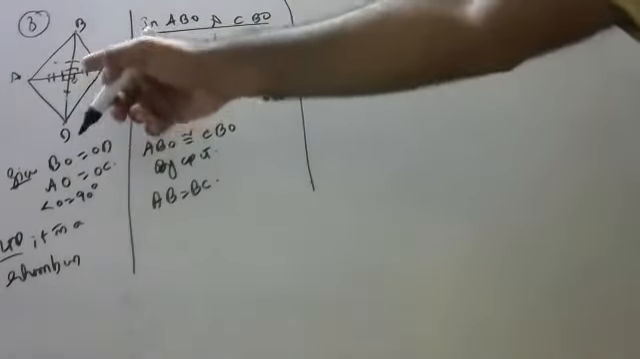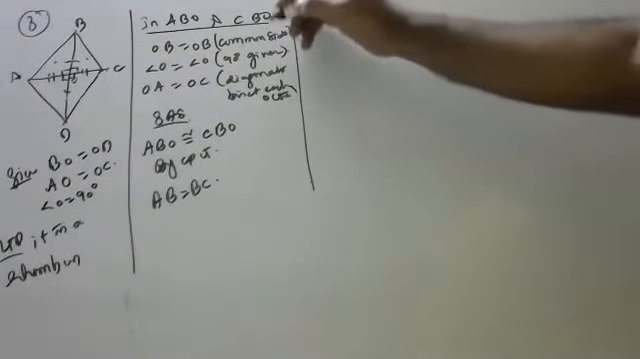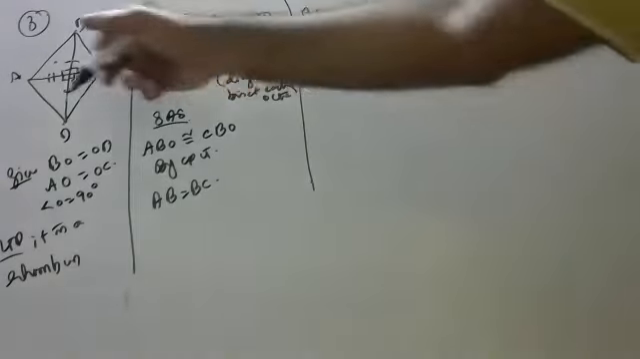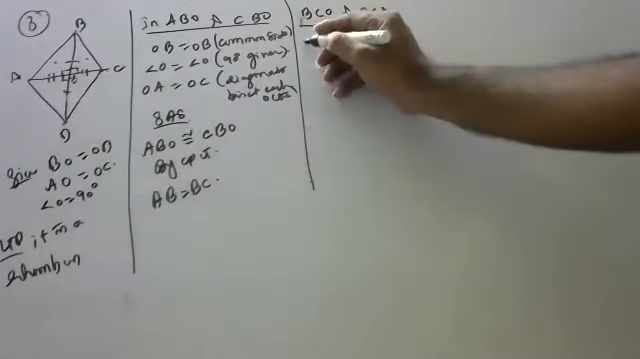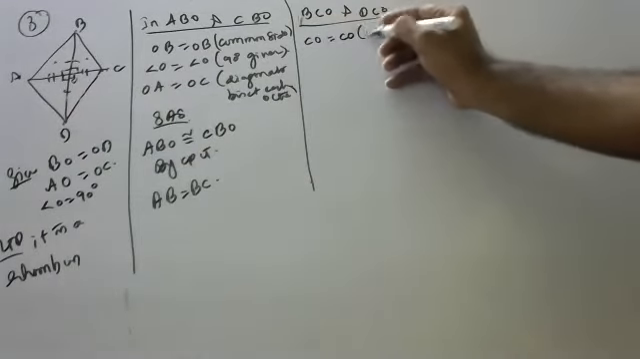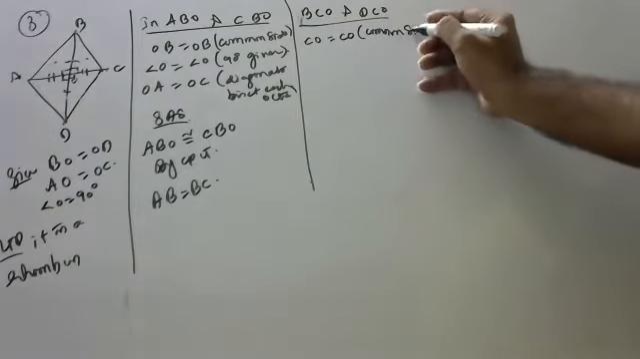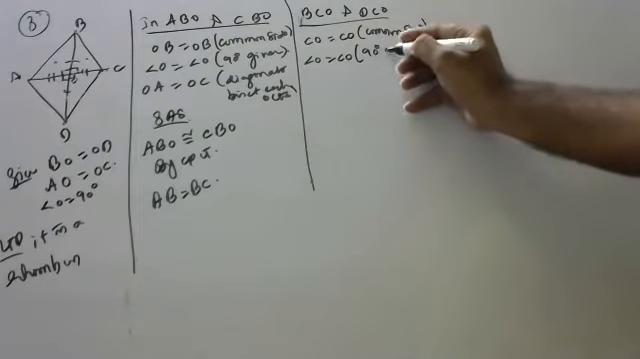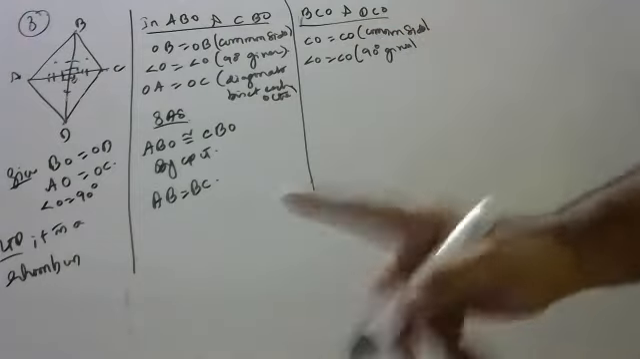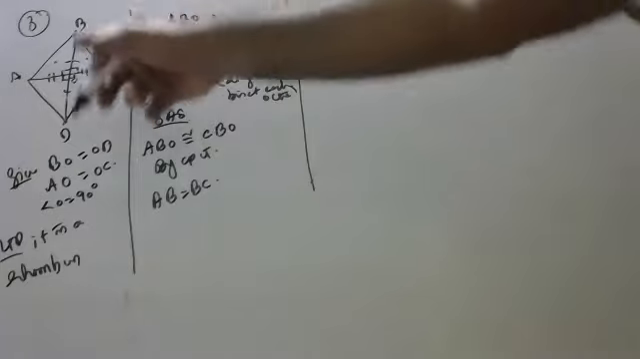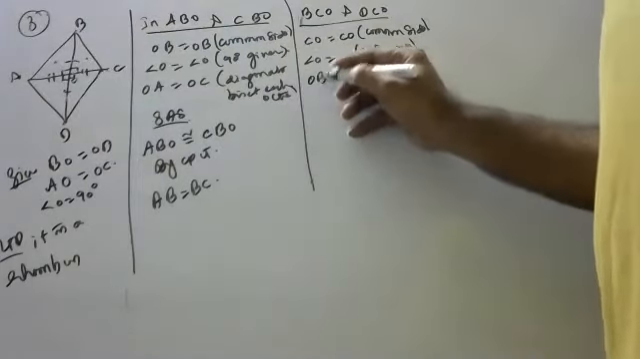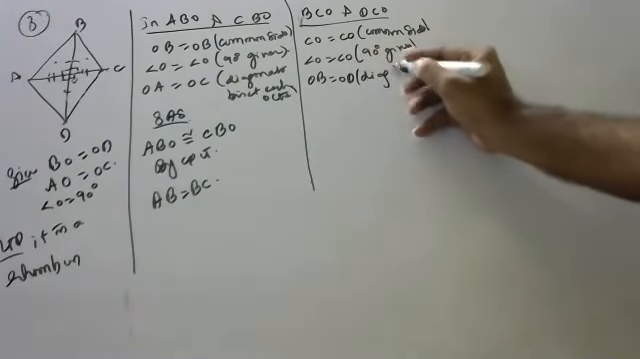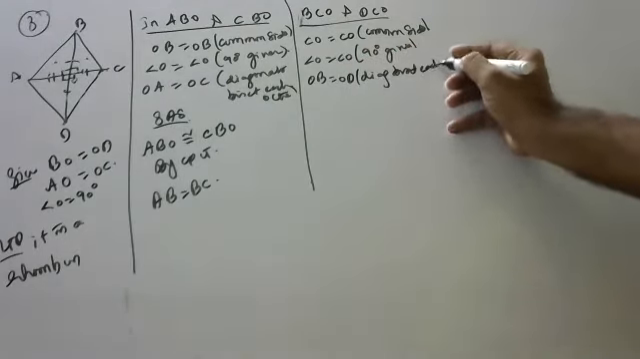Actually, see these two triangles, BCO and DCO. BCO and DCO, children. CO is equal to CO. Why, children? Common side. Angle O is equal to angle O. Why, children? 90 degrees, altitude. Diagonals bisect each other at perpendicular, 90. And OB is equal to OD. Why, children? Diagonals bisect each other at right angles.